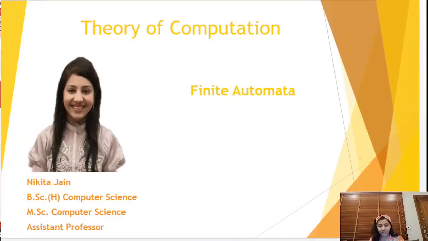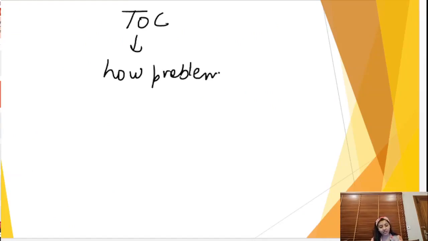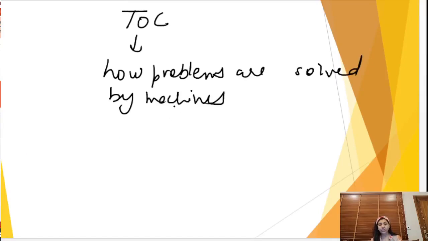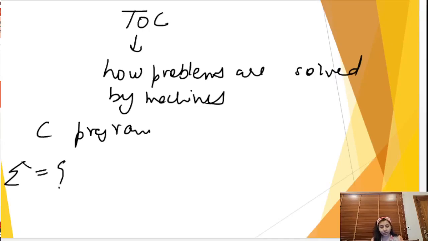So to understand finite automata, let's recall the introduction of TOC, in which we have seen that TOC is nothing but the study of how problems are solved by machines. So let's take a basic example. Let's understand finite automata in terms of the C programming language. If I have to write any C program, let's enumerate our alphabet set. What are the possible symbols present if I am writing any C program?